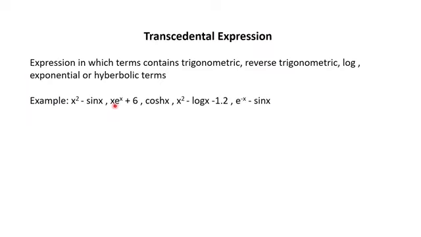Likewise, in this expression, we have the term x e to the power x. This e to the power x is an exponential term, so this complete expression is also a transcendental expression. Likewise, we have the hyperbolic term cos hx, or we can have sin hx. So this is also a transcendental expression. Here we have the log x. Here we again have the trigonometric term and the exponential term. So all these expressions are examples of transcendental expression.